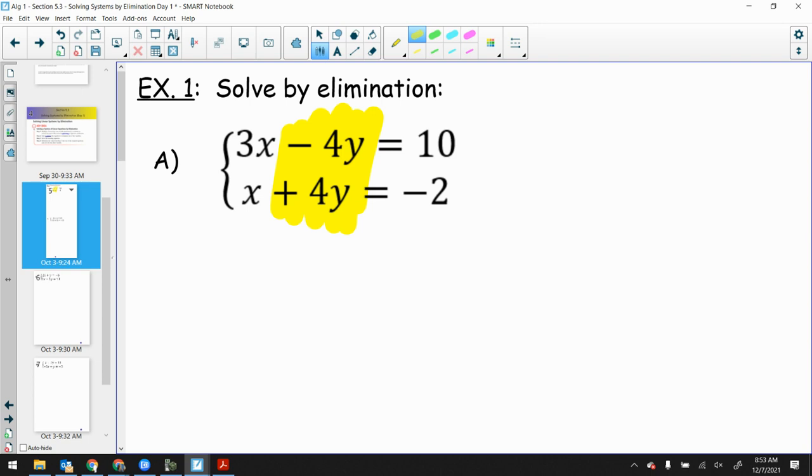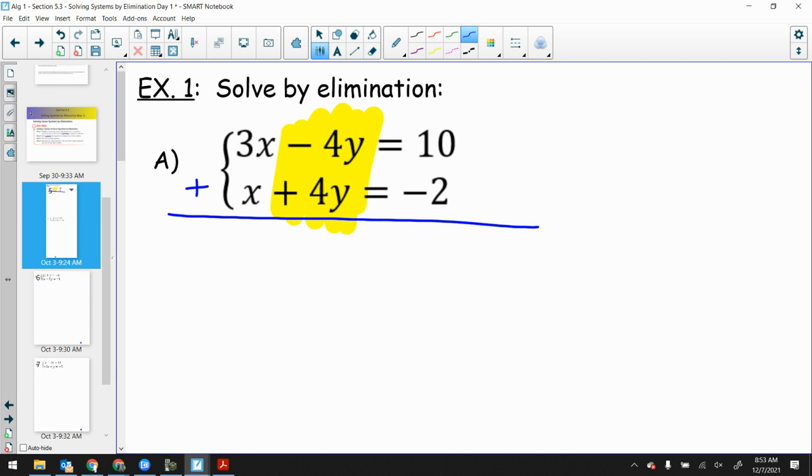Because watch what happens when we just add these equations together. I'm going to put a little plus sign, put a line underneath them, and add vertically. Now, be careful. The equations must be lined up. X has got to be on x's. Y has got to be on y's. Numbers got to be on numbers. They have to be in what's called standard form, right?